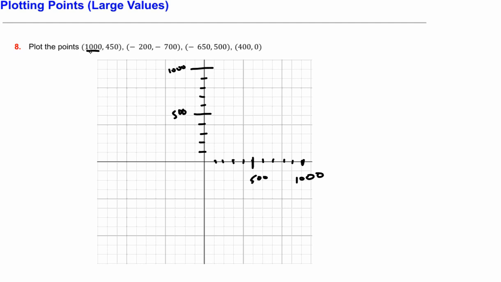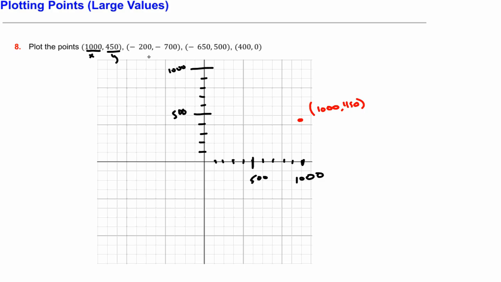So 1,000, that's in the X direction or the left and right. So we're going to go to right 1,000 and then up 450. That's our Y value. So here's 500. So we'll go right between 400 and 500, and that would be the point 1,000, 450.